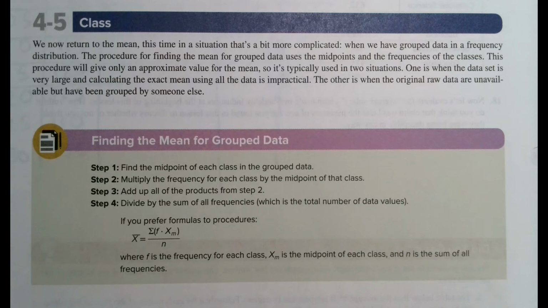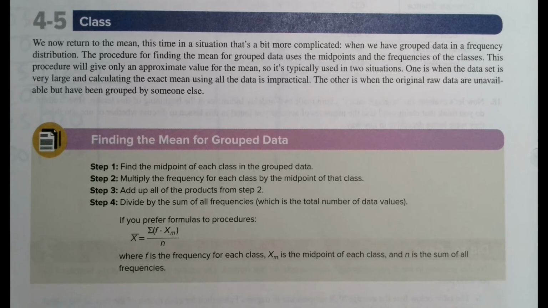So the next part of this section is to figure out how do we find the mean for grouped data. The reason this is important is we often are given grouped data and not the actual data values, and so we can't calculate the mean without this special process. Now, this is the process you have to do.